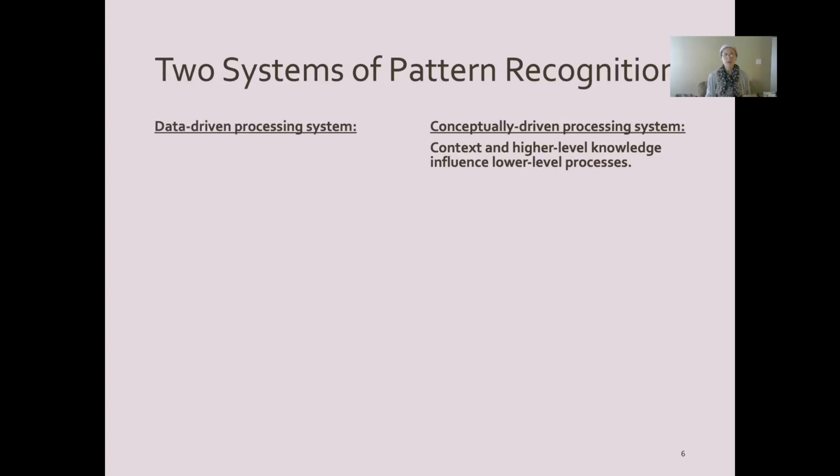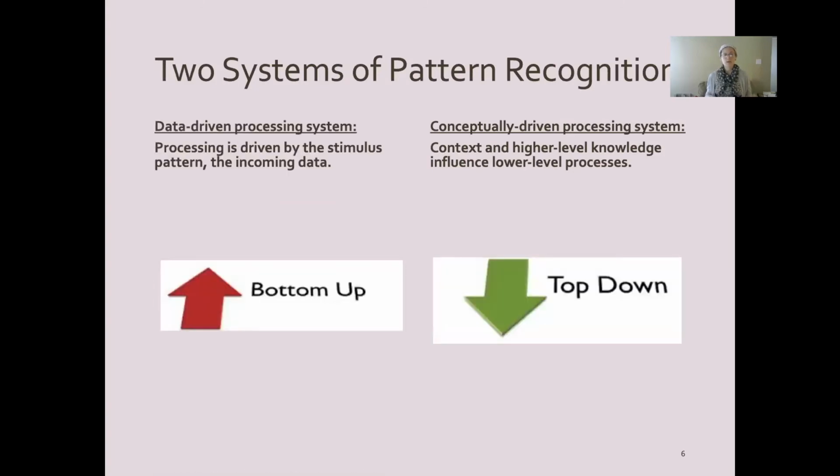One is a data-driven system, and the other is a conceptually driven system. That data-driven system is called bottom-up processing. It's driven by the stimulus pattern or the incoming data. This means we focus on the details first in order to recognize the pattern, not the bigger picture. We look at the details first and then we get the bigger picture.